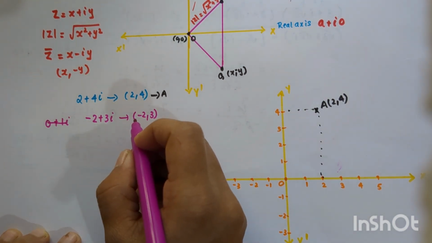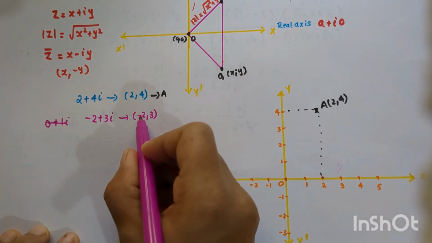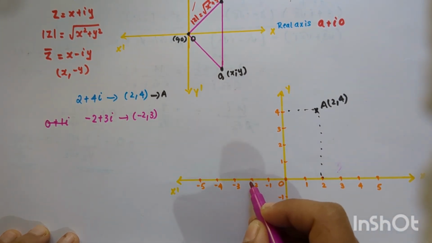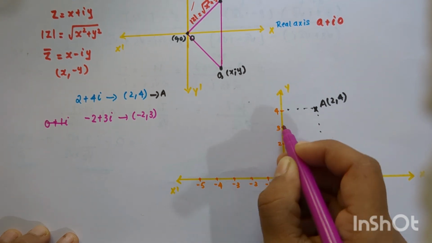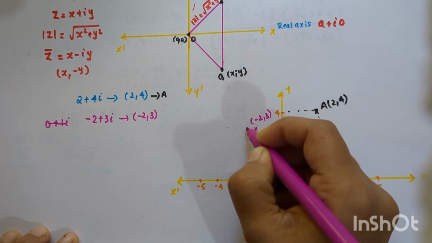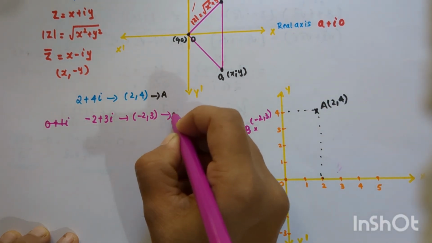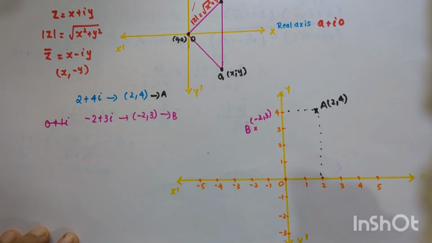It is represented geometrically. How? Here we have minus 2 on the x-axis, 3 on the y-axis. So minus 2, 3, it will be somewhere here. So this point is minus 2, 3 and I am naming this point as B. So this complex number is geometrically represented by this point B.